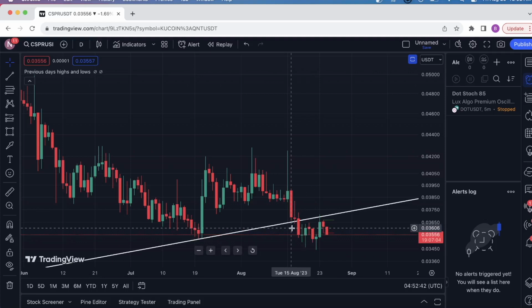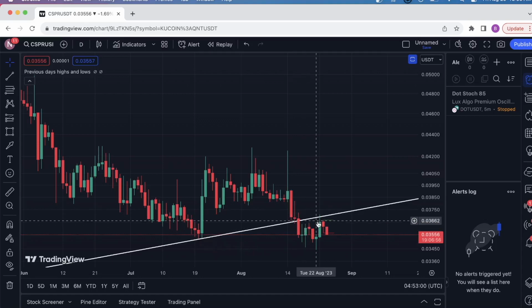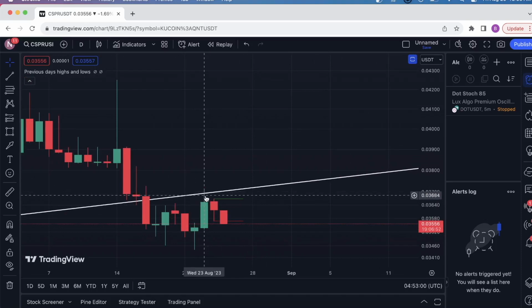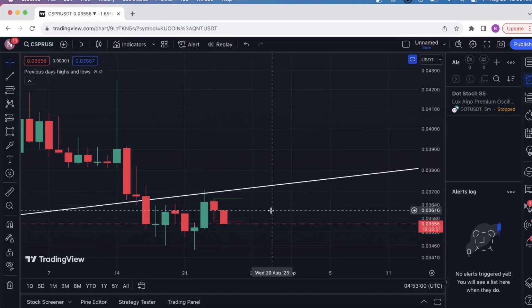And more often than not, when you break a support level, the price is going to come back up and retest it. And now this support level is going to be the resistance. So you see what happened when the price came up? Sellers stepped in, sold off, and we're getting rejected from it right now.